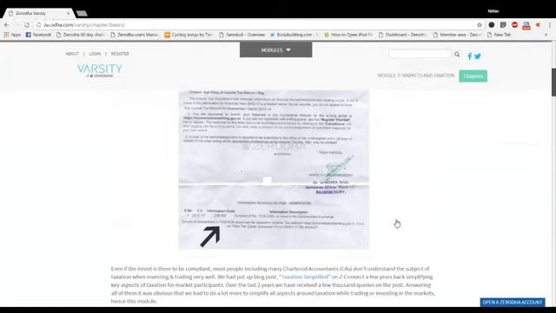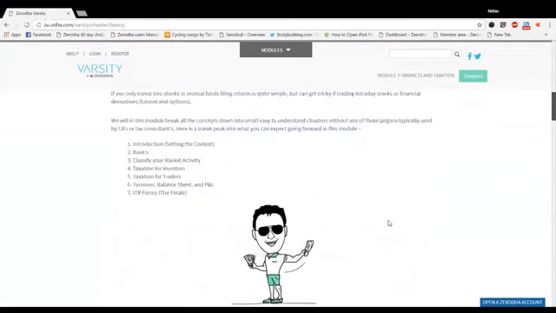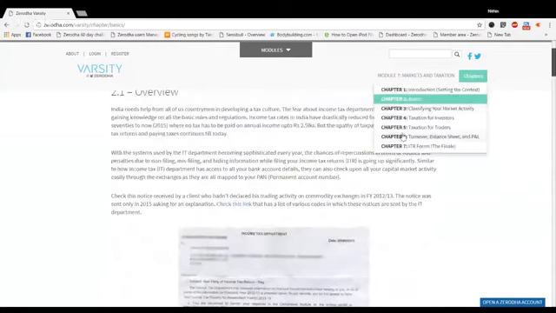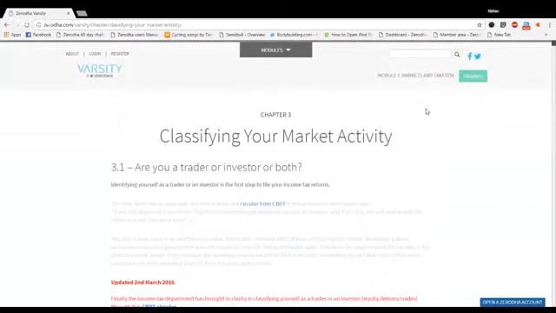I'm going to tell you basic things to keep in mind while filing your returns. So let me go to the first chapter. The first question when trading the market is: are you a trader or are you an investor? Because this has a significant impact on how you declare your income and how you file your income tax returns.